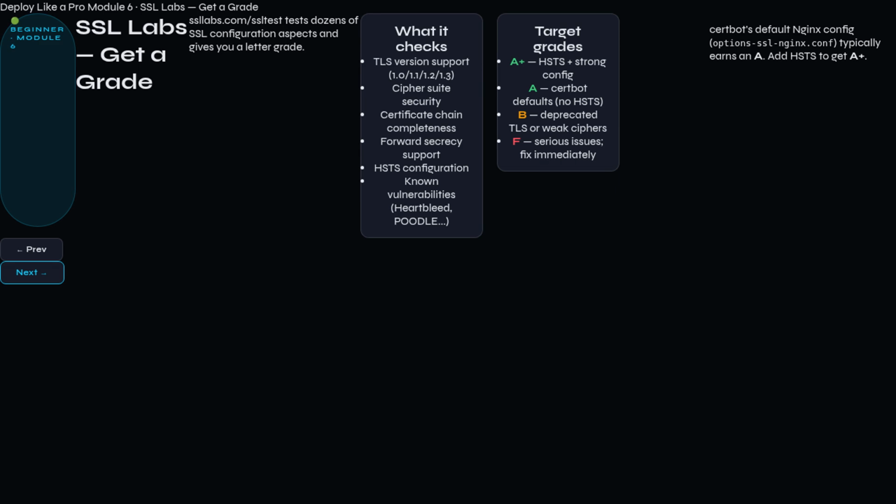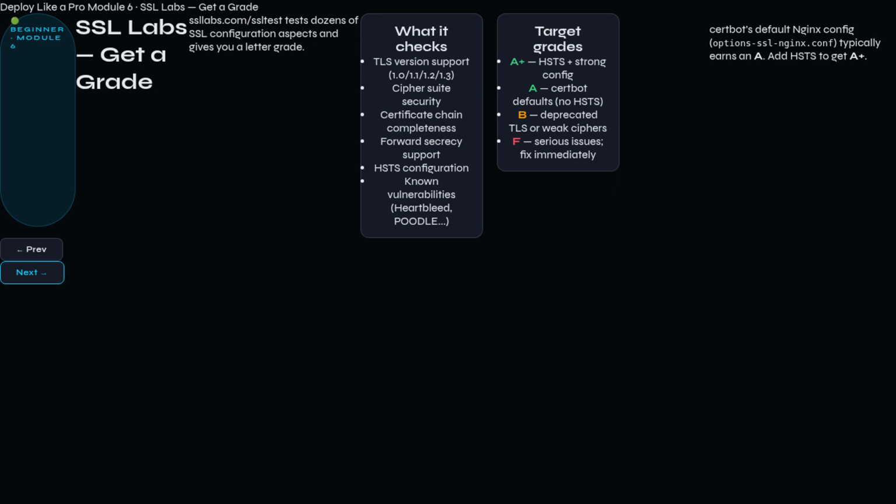The test takes 1 to 2 minutes and checks TLS protocol support, TLS 1.0, 1.1, 1.2, 1.3, cipher suite security, certificate validity and chain, forward secrecy support, HSTS configuration, vulnerability checks, Heartbleed, POODLE, BEAST, CRIME, ROBOT, and many more. Score levels: A+, HSTS enabled, only TLS 1.2/1.3, strong cipher suites. A, good configuration. No HSTS or minor deductions.